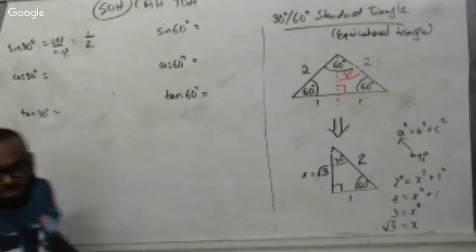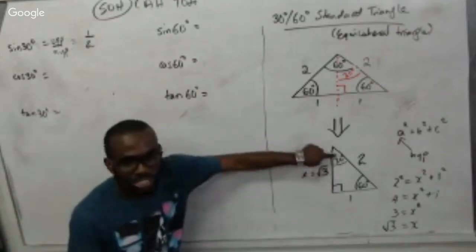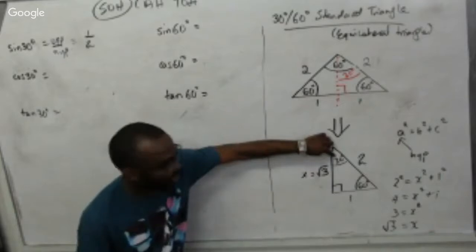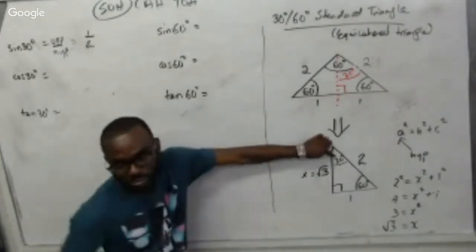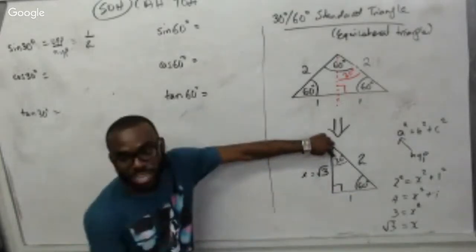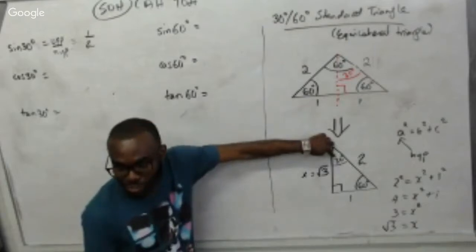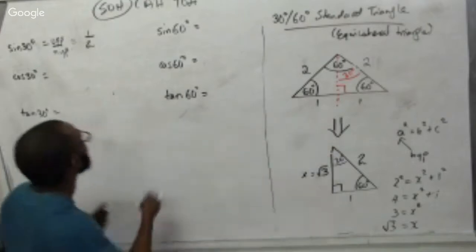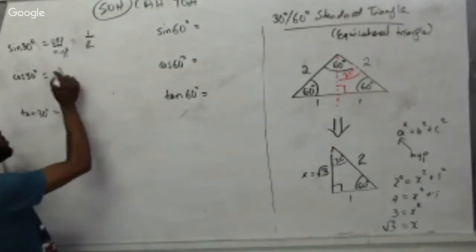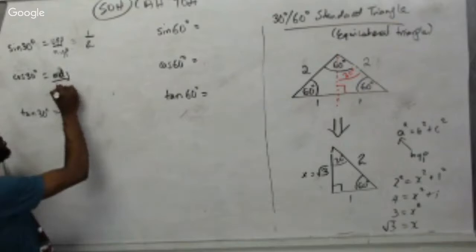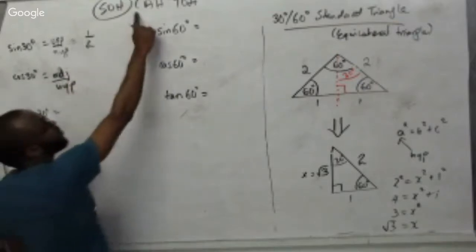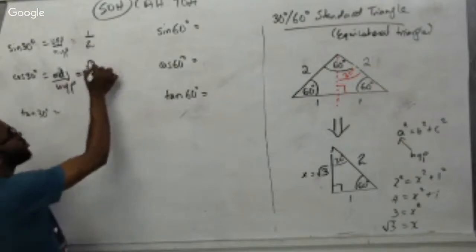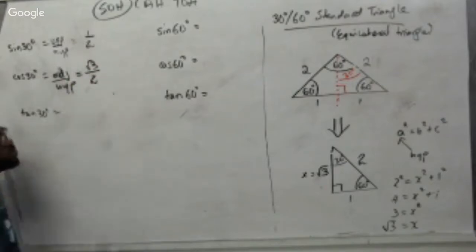Cosine of 30, I need to put mine on the 30 and say what is the adjacent side? What sits beside my angle? Well, the 2 and the root 3 sit beside my angle, but 2 is already designated, the hypotenuse. Therefore, root 3 is my adjacent side. Cosine is adjacent over hypotenuse. Root 3 and the hypotenuse is 2.